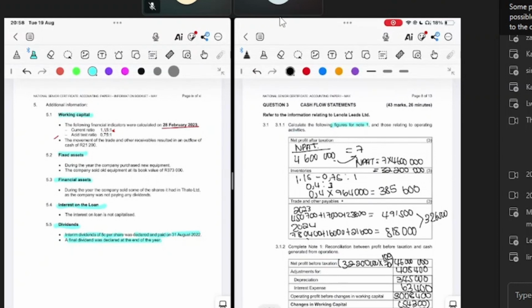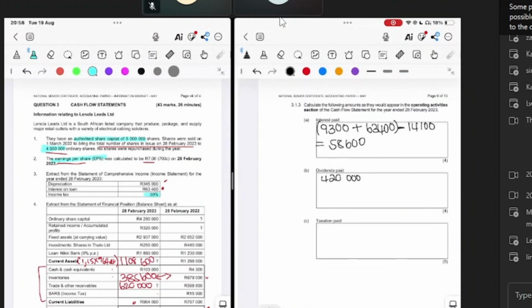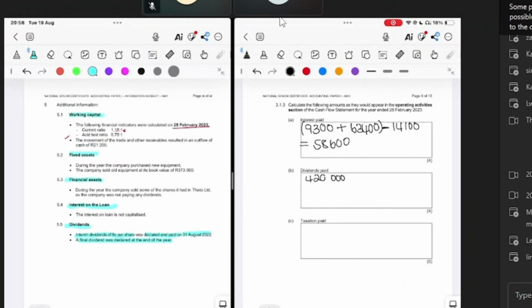They're saying we declared 8 cents per share on the 31st of August 2022 and we paid it. And what else are they telling us? The authorized share of 5 million shares were sold on the 1st of March 2022 to bring the total number of shares in issue on the 28th of February 2023 to 4.6 million. No shares were repurchased during the year, meaning we only had changes at the beginning of the year. After that, there were no more changes, meaning throughout the year we had 4.6 million shares.